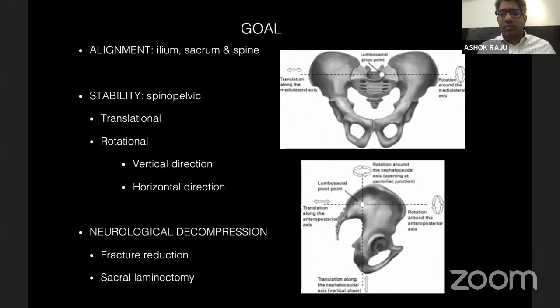So these spinopelvic dissociation injuries in the sacrum are highly unstable injuries. And the goal of the treatment should be to get an alignment between the ilium, sacrum, and the spine. This could be achieved by achieving stability through a spinopelvic fixation where the translational and rotational forces are counterbalanced in both vertical and horizontal directions. And if you have a neurological injury, you should think about decompressing it, either directly or indirectly, by fracture reduction or by a sacral laminectomy respectively.